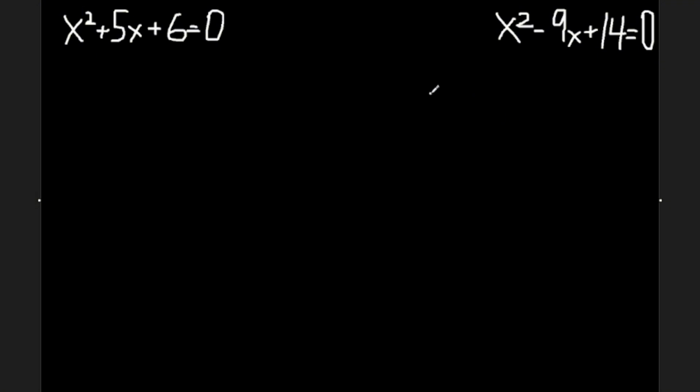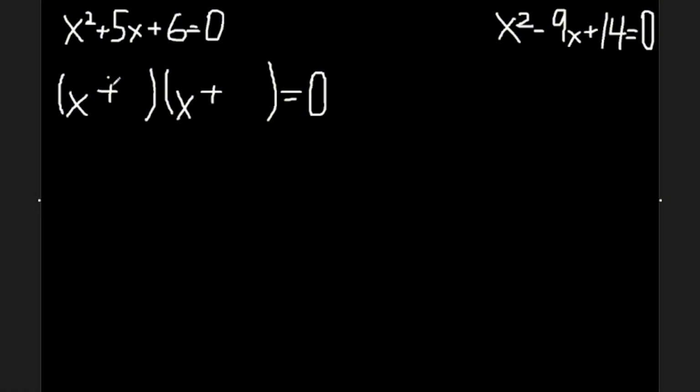Let's start with factoring. x squared plus 5x plus 6 equals 0. First, we'll have to write it just like that, and since it's just x squared, now we need to find the factors of 6 that add up to 5. 3 and 2 add up to 5 and also multiply to 6.